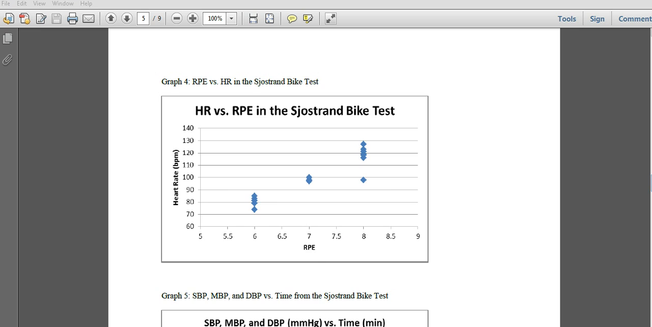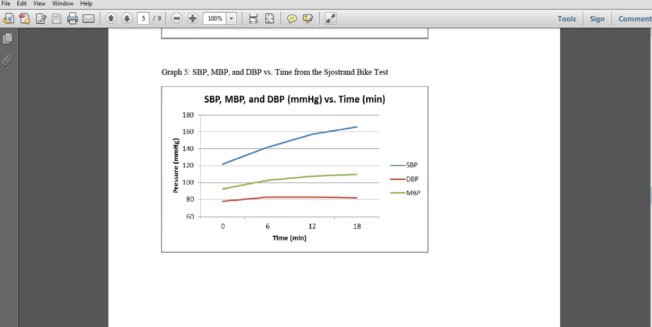Alright, so that's heart rate and RPE. You'll have that from your data sheet. On this one, if it's too complicated for you to have 3 different trend lines, go ahead and just do one graph per trend line. So you'll have graph 5.1, 5.2, and 5.3.